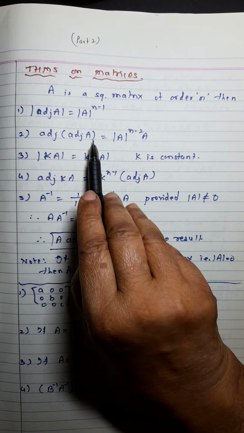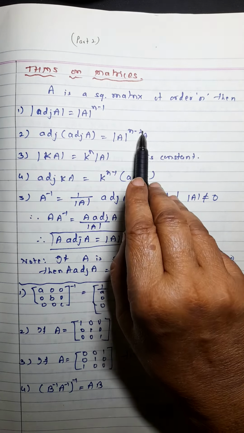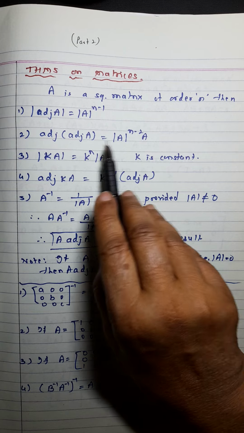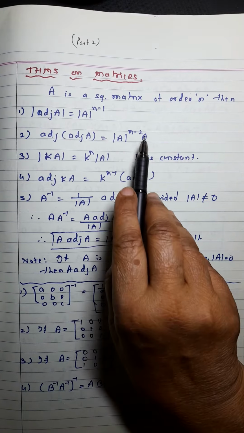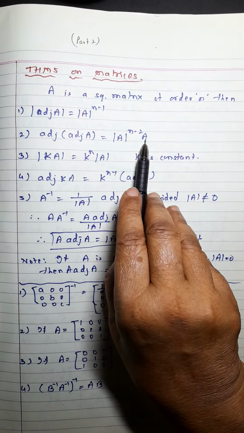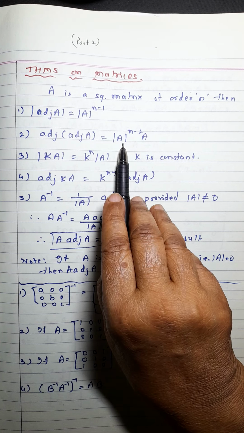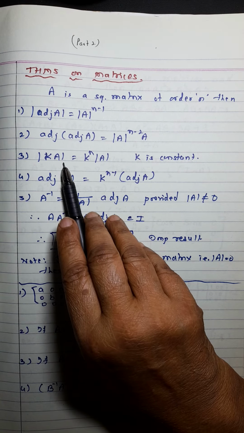Adjoint of A is determinant of A raised to n minus 1 into A. See, this is a matrix, no? So this A is not included here. This is a matrix, this is a number. This is a very important theorem.